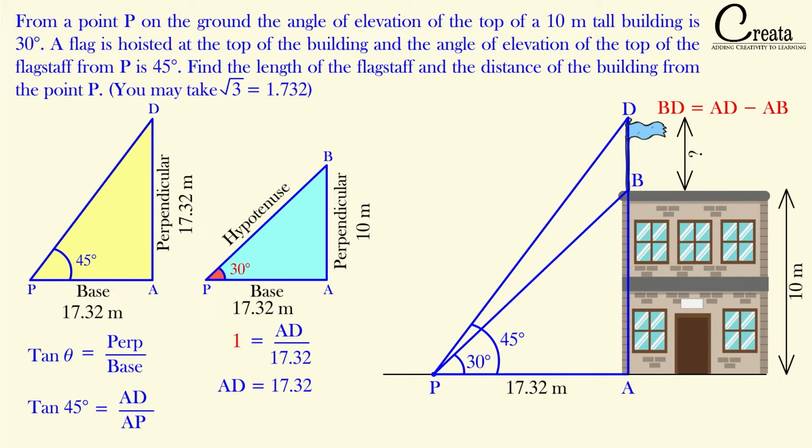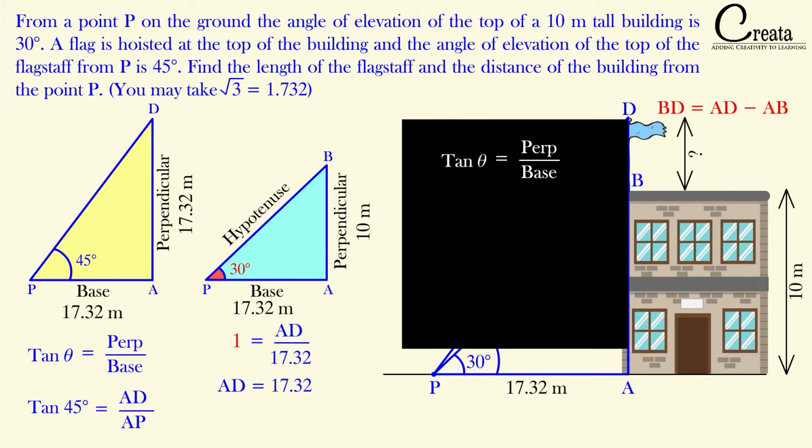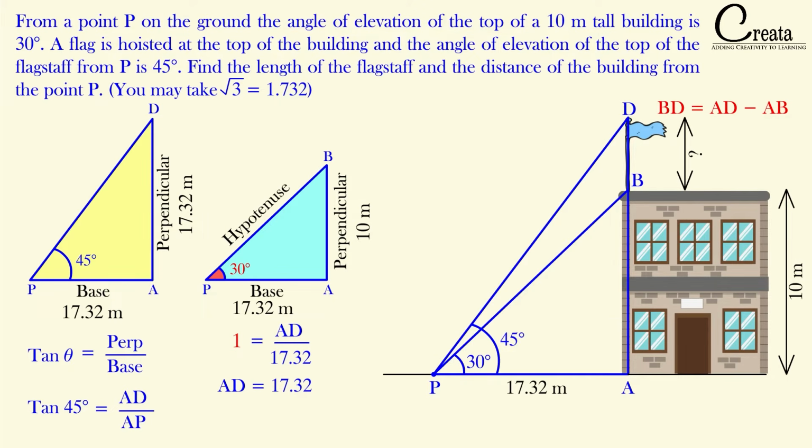Whenever we are having the angle as 45 degree, tan theta will be applicable, perpendicular upon base, and tan 45 degree is equal to 1. So perpendicular and base will be equal to each other in the case when angle is 45 degree. Got it? So here angle is 45 degree. So perpendicular and base will be equal to each other. So we got the perpendicular or the AD as 17.32 meter.